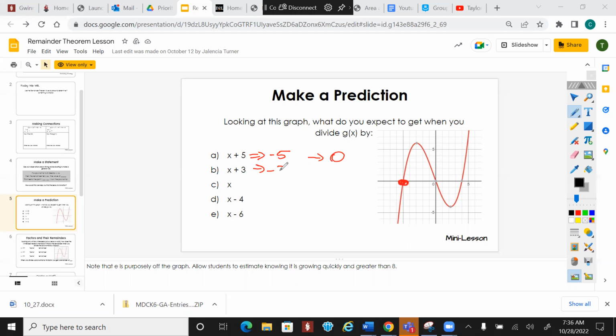When I plug in -3, what do you expect my y value to be? 1, 2, 3, 6. When I plug in 0, I expect my y value to be 0. When I plug in 4, I expect my y value to be 0. And when I plug in 6, I think that's like 7.